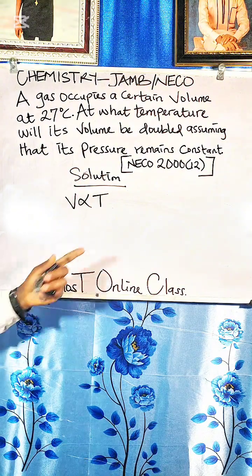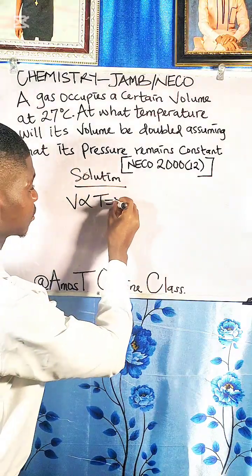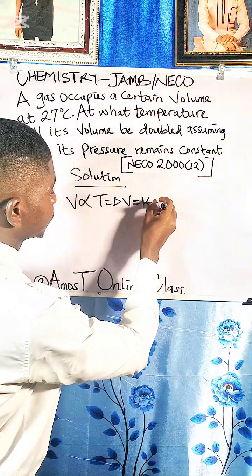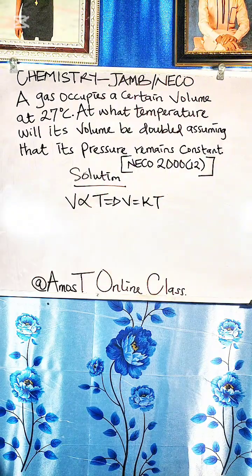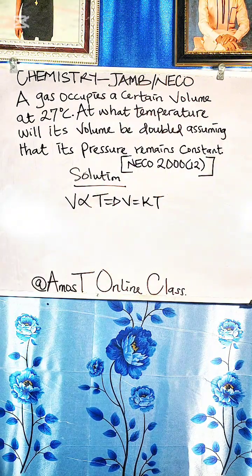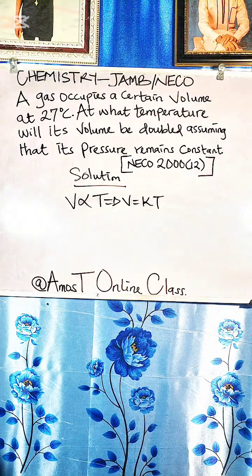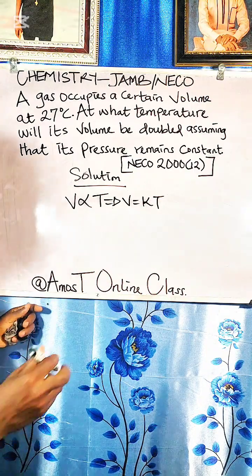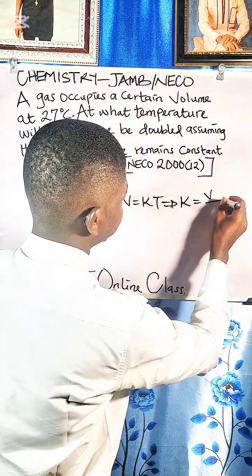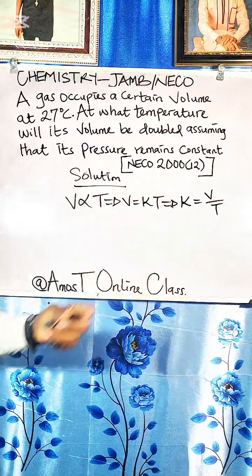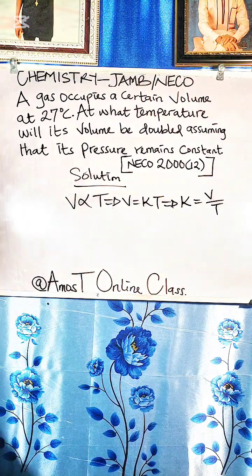Now, if we introduce a proportionality constant K, then our V will be equal to KT. And then if we decide to make K the subject of the formula, K, which is a proportionality constant, we're going to divide both sides by T. And of course, our K will be equal to V divided by T. Okay, so our K, which is a proportionality constant, is equal to what? V over T, that is V divided by T.